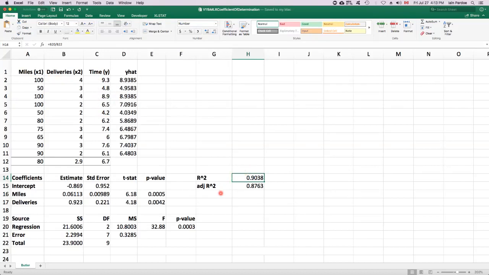One thing to be careful of here is we're using the word explain, but we're not implying any causality here. All we're doing is demonstrating an association between y and x1 and x2. And we're saying when we build that association using this equation, then we can explain 90.38% of the variation in y using that equation.